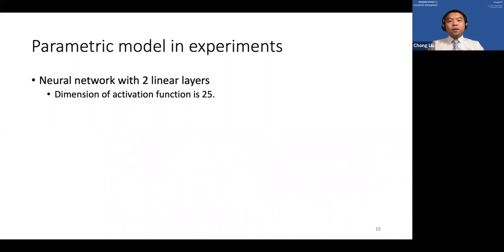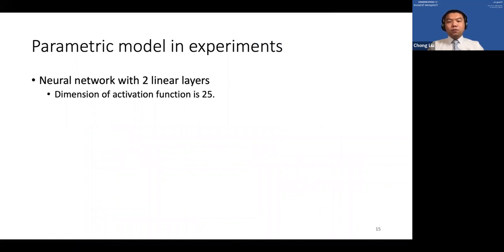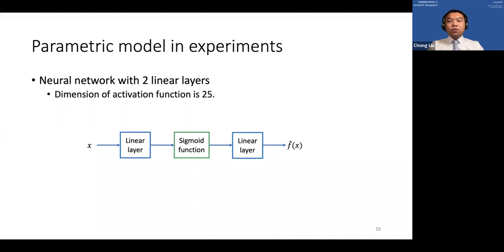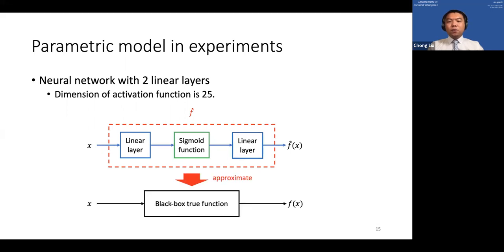And also I have the experiments. I'd like to choose my parametric model to be a neural network with 2 linear layers, where the dimension of the activation function is 25. So here is the structure of the 2 linear layer neural network. The first linear layer, and then after that, I choose a sigmoid activation function, and then another linear layer. The idea is that, okay, the f hat is my model, and it is used to approximate the black box true function. So this is the experimental setup of the experiments.